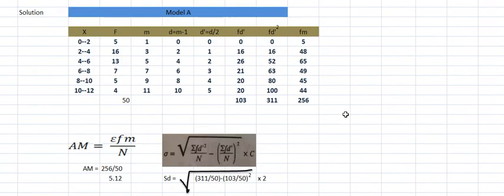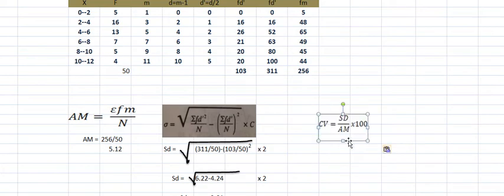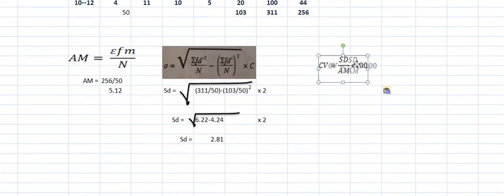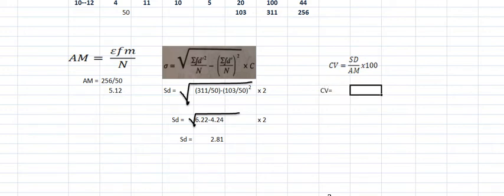CV in case of model A. So CV is here now. The formula of CV is what? Very simple. Standard deviation divided by mean. Standard deviation is how much here? CV equals standard deviation 2.81 divided by 5.12. 5.12 is the value. So what is the answer for that? 2.81 divided by 5.12 into 100 actually. So here into 100 is there.